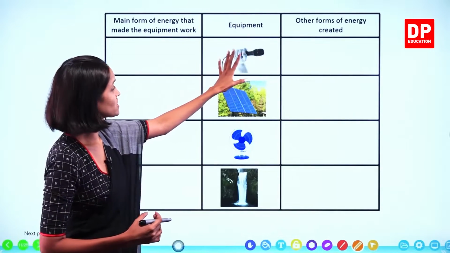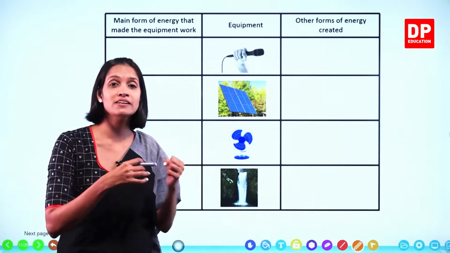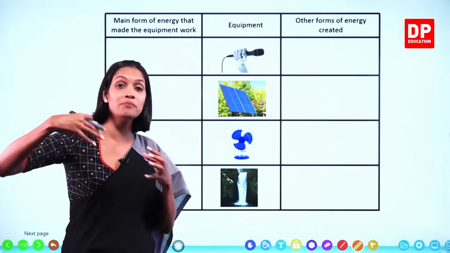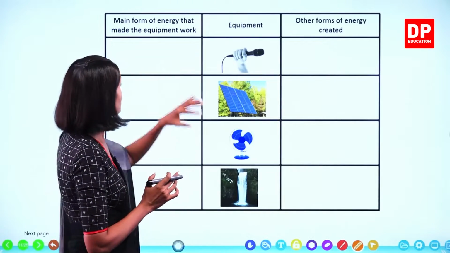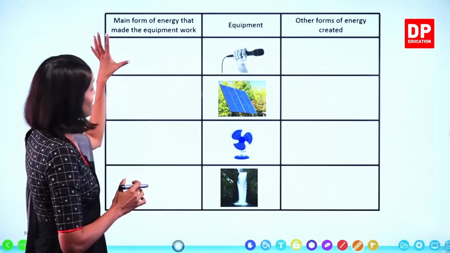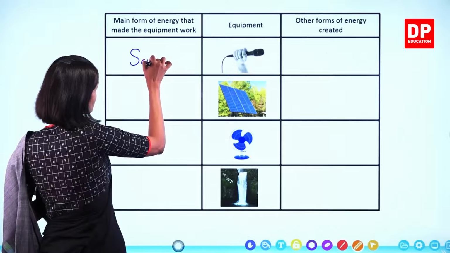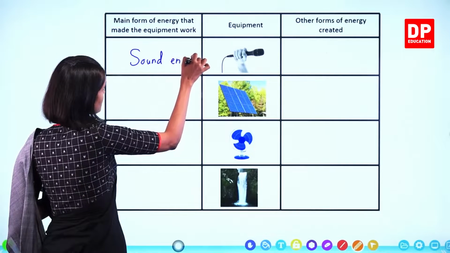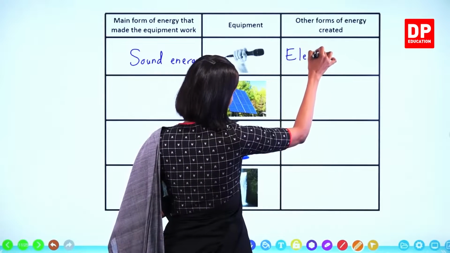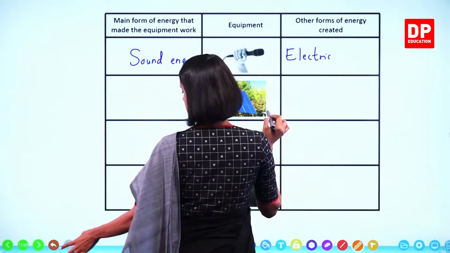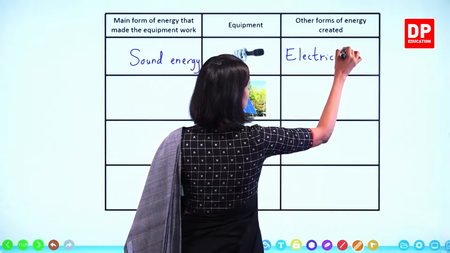So other forms of energy created: using an electric current, this sound energy is converted to electricity. So using that electric current, it is amplified, increased, right? And given out as sound again, right? Therefore, the type of energy that we have to provide is sound energy. And it will be converted to electrical energy. Electrical energy.